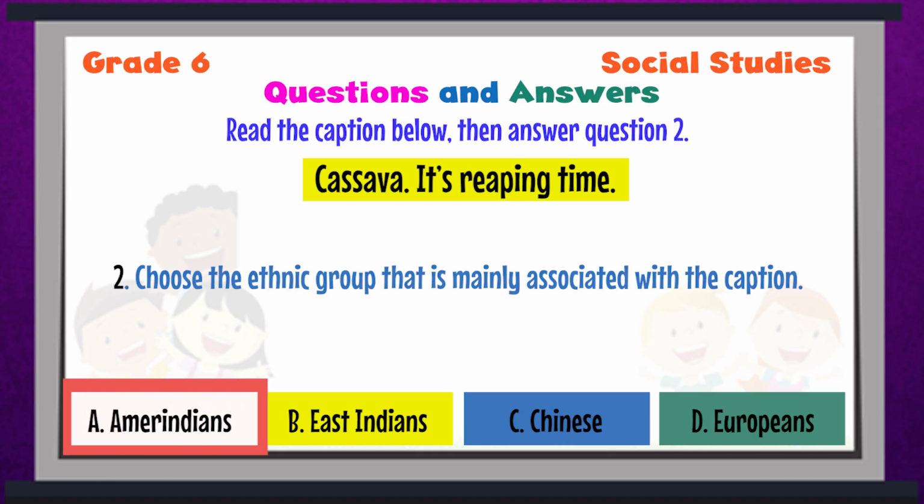Yes, boys and girls, one of the main crops that the Amerindians plant is cassava. And of course, that's their staple diet. They use cassava to make farine, casrip, or even tapioca. And as they do that, they use those products as a part of their diet.